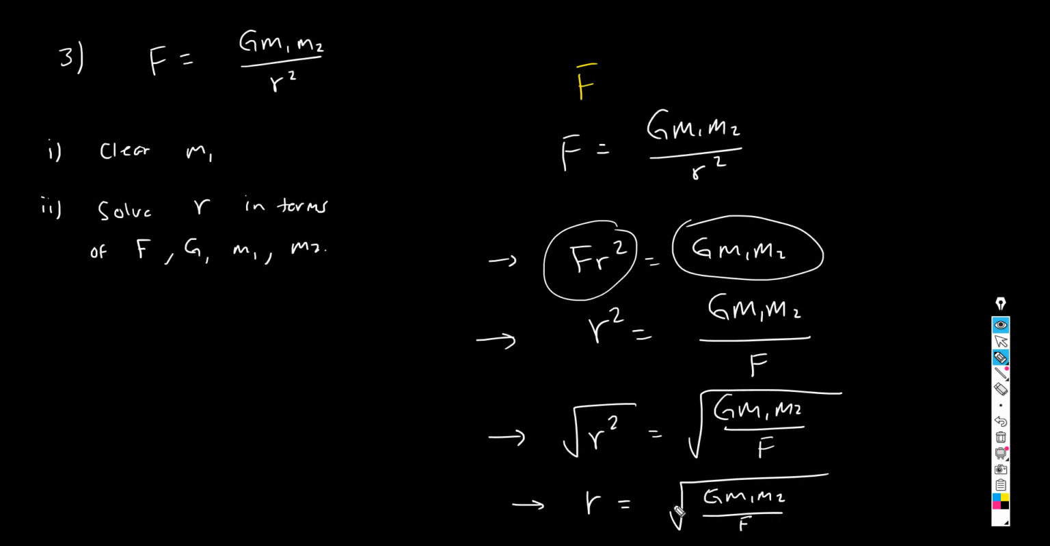There you go. R is equal to the square root of G times M1, M2 over the force F. And so we have completed also this exercise. We have completed both. Okay, guys. So this is how it works. Literal equations and isolating the specified variable that you're given to isolate or to clear or to solve. Okay, so that's it, guys. And now let's go to the exercises.